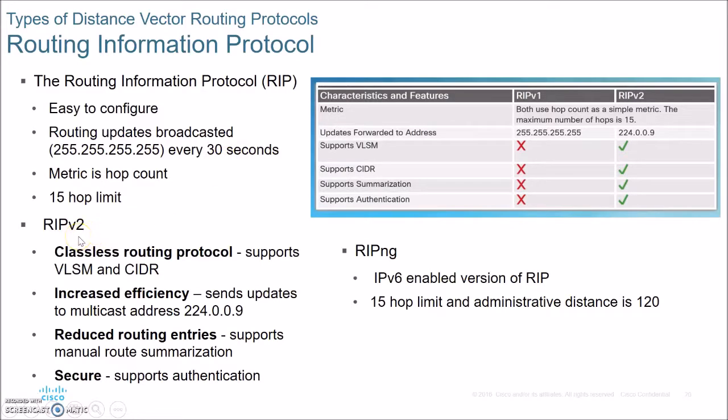Okay, RIP version 2 is an improvement. It's a classless routing protocol, so it supports VLSM and CIDR. The update is sent using a multicast address. The routing entries can be reduced if you use route summarization. And it's also more secure, as it supports authentication. Okay, so RIPng is created to support IP version 6, but the same limit of 15 hop counts also applies, and the administrative distance is also the same, 120 for RIPng, RIP version 2 and the original RIP.